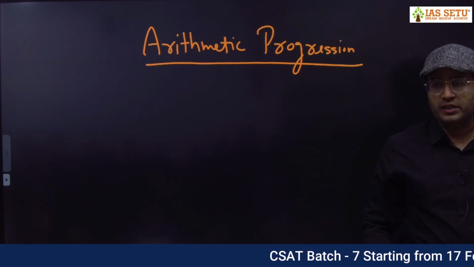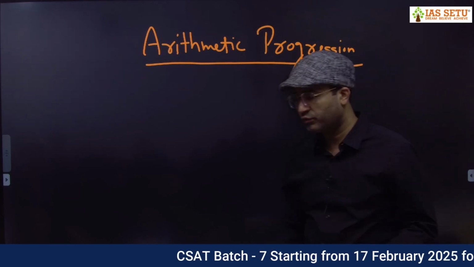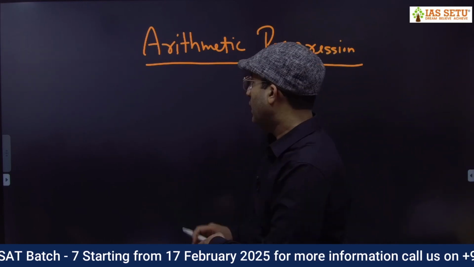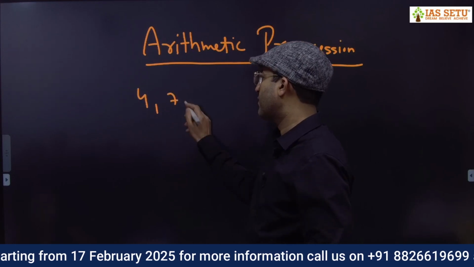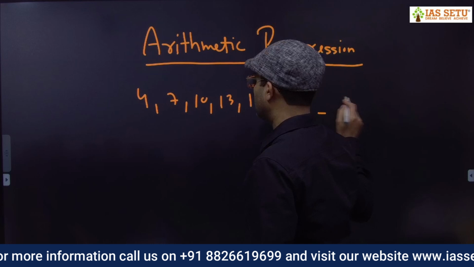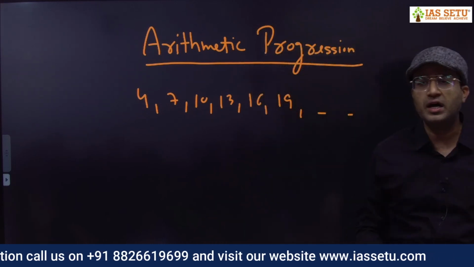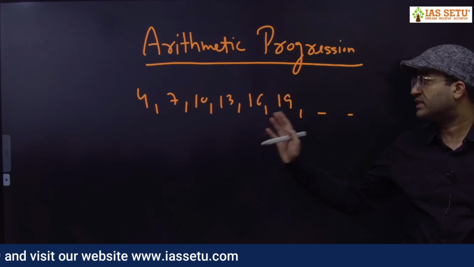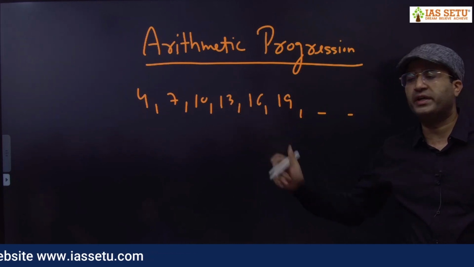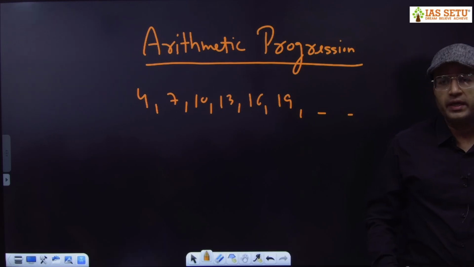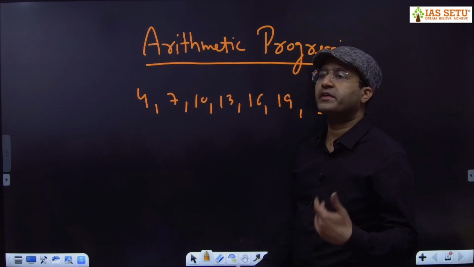Okay. So arithmetic progression. First, we will have an idea about arithmetic progression, like 4, 7, 10, 13, 16, 19 and so on. This is called AP, arithmetic progression. So what is AP? AP is a sequence where the common difference is constant.